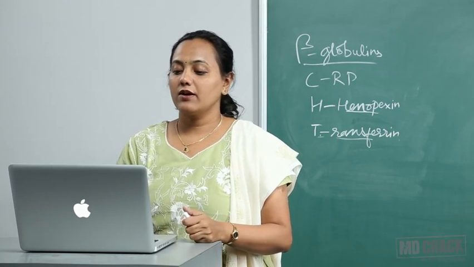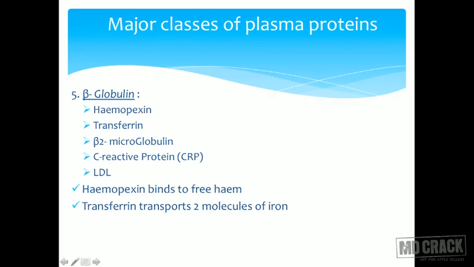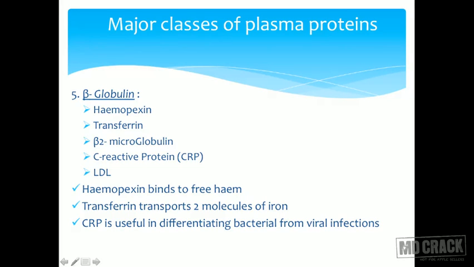Now other than that, we have LDL and beta 2 microglobulin. I have just given the importance of these. Hemopexin binds to free heme. Transferrin transports 2 molecules of iron, and C-reactive protein is very useful in differentiating bacterial from viral infection.